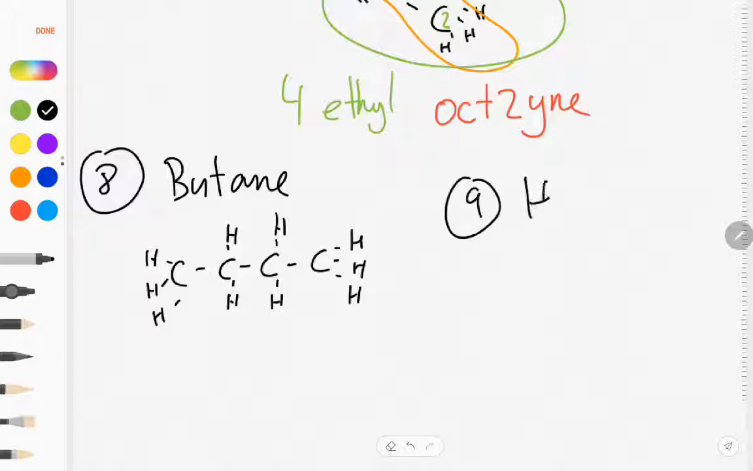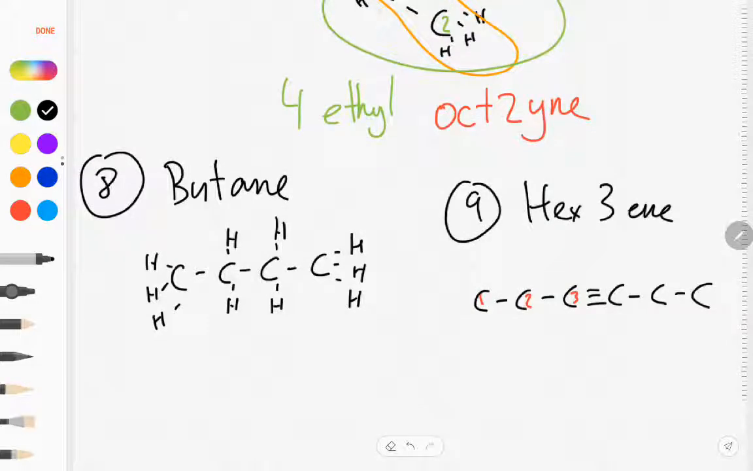Hex-3-ene. Okay, hex tells me there's 6 carbons. So let's draw 6 carbons. And then I have a double bond on the 3rd carbon. You can count from whichever side. You're making the structure, so you want the double bond to start on the 3rd carbon. So that's 1, that's 2, that's 3. That's my 3rd carbon right there. That's where my double bond is going to go. I'm actually going to give it a different color, just to make it different. So there we go. Hex-3-ene.